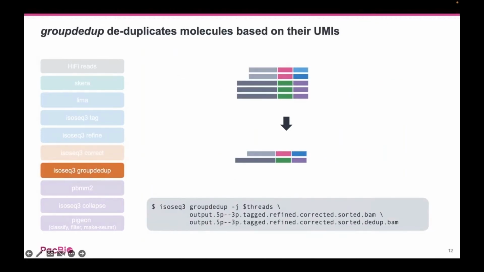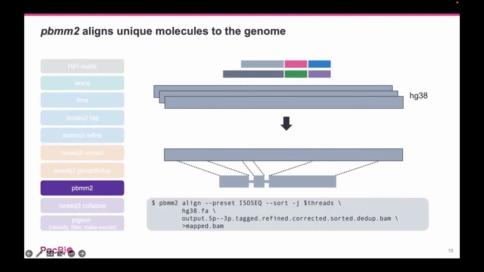Following the sorting, we can use Iso-seq 3 group dedupe to deduplicate molecules based off of their UMIs. So this is just going to look for your unique molecular identifiers in each of your reads, check that the barcode for the cell that it came from is the same as the other reads that match that UMI, and we'll deduplicate them from there. We take our deduplicated molecules and align them to our reference genome using pbmm2, which is PacBio's wrapper around Minimap2. This will produce a set of spliced alignments that we can later collapse into unique isoforms.